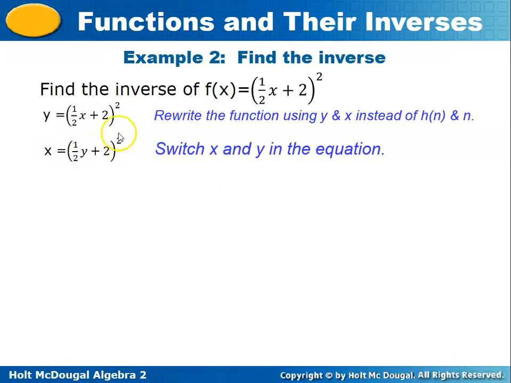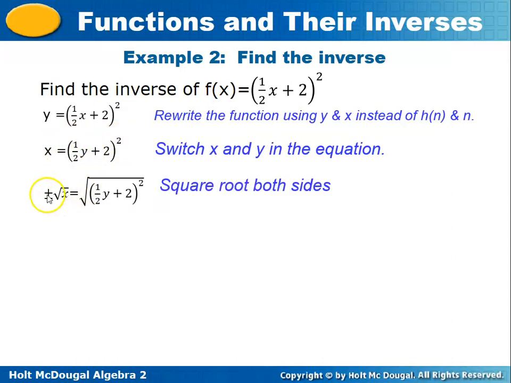Now, we got a squared up here. So to get rid of that, we're going to have to create a square root. So we're going to have to take the square root of both sides. So that's going to be our next step here. See that? We took a square root of both sides. Now what happens here is the square root and the square cancel each other out, okay? So what we're going to see in our next step is plus or minus the square root of x equals 1/2 y plus 2. Again, the square and the square root cancel each other out.